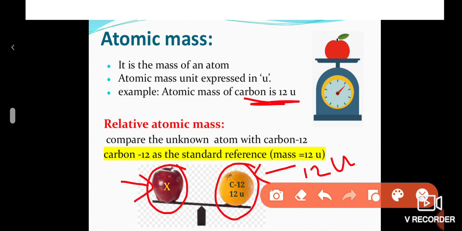Carbon 12 is nothing but one isotopic form of the carbon atom. In the next lesson we will discuss what an isotope is. So carbon 12 is one of the isotopes. This isotope is used as a standard reference. The unknown atom is related to this carbon 12. What is the mass of carbon 12? 12 U. So we relate the unknown X to the known 12 U.